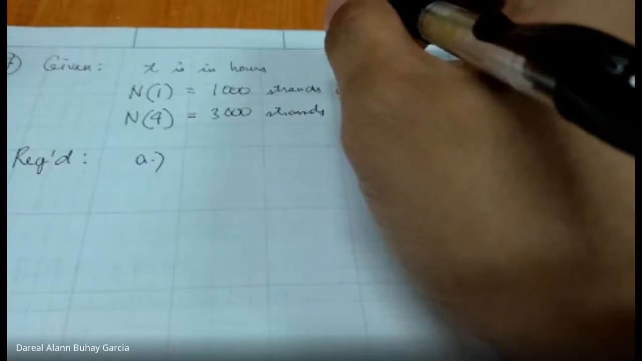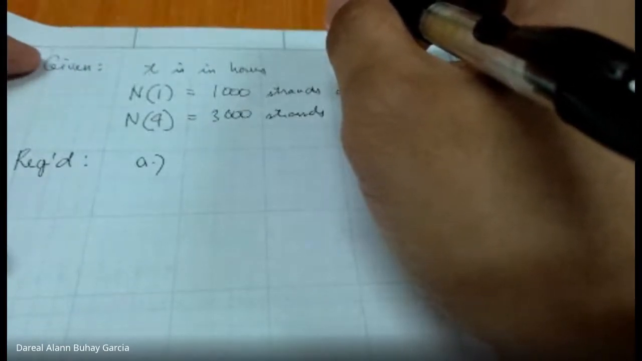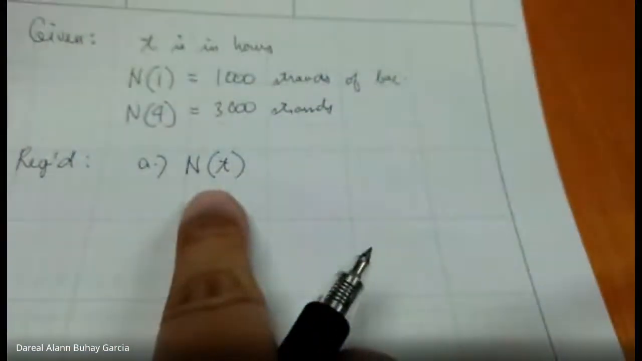The other translation of find A is an expression for the approximate number of strands of the bacteria present in the culture at any time t. So the amount of bacteria at any time t, or the solution to our differential equation. That's another term for find A. In B, the approximate number of strands of the bacteria originally in the culture, so N at 0. After 1 hour it's already 1,000, so how many were there originally?